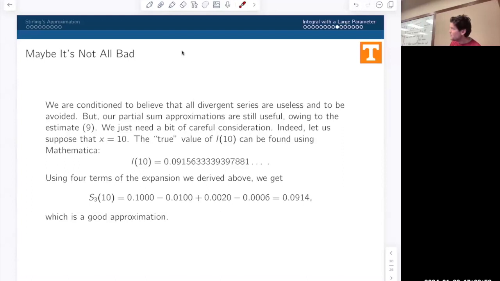So if I use n equals 3, or 3 terms, if you want to look at it, it's actually a 4-term approximation, because I'm using n equals 0, 1, 2, and 3. So that's 4 terms I'm adding up, and I get the approximation 0.0914. Not bad, right? Not bad even for x equals 10. Seems like a pretty good approximation, okay? From a divergent series, right? That's pretty unexpected.